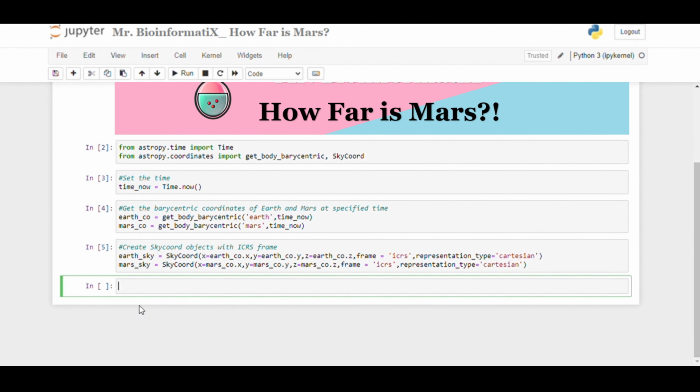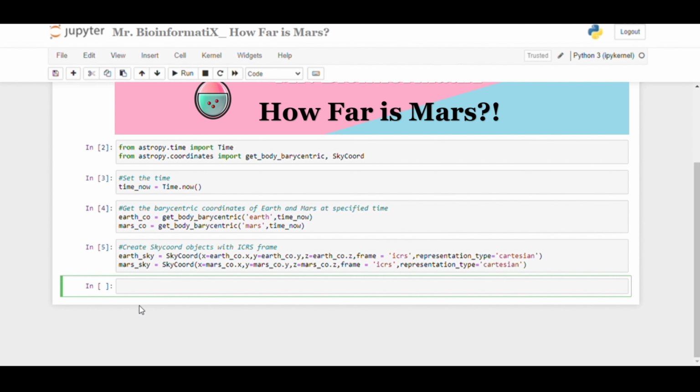The x, y, and z arguments specify the Cartesian coordinates of Earth in the specified frame, which is a Cartesian representation object representing the barycentric coordinates of Earth, and the same for Mars. The frame argument specifies the coordinate reference frame to use. In this case, ICRS is used, which stands for the International Celestial Reference System. The ICRS frame is a commonly used standard reference frame for celestial coordinates.